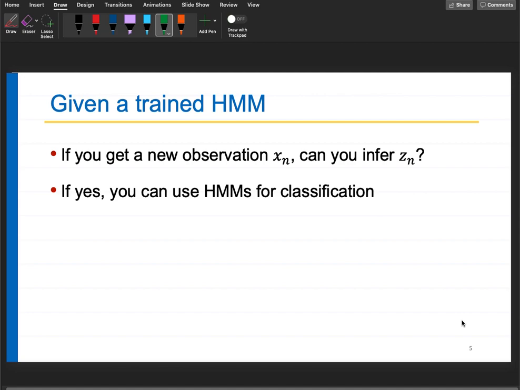Let us assume here, I am just given one sample. Can you infer the Zn from Xn? How will you do that? Maximum likelihood approach. Okay, tell me what will you use? What is the likelihood?